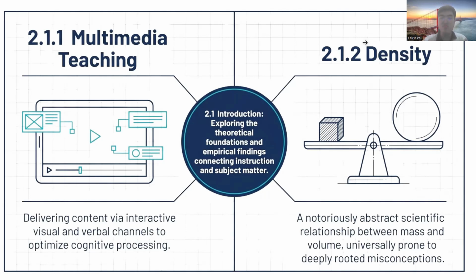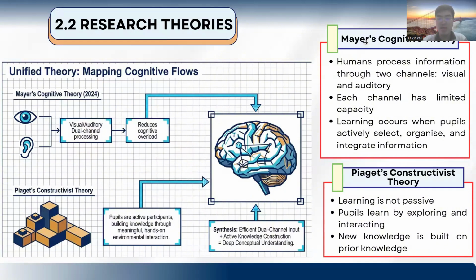Next, we'll look into the research theory. My study is supported by two main theories. The first one is the cognitive theory of multimedia learning, which explains that pupils learn better when the information is presented through both visual and auditory channels. It also helps reduce cognitive overload and improve retention.